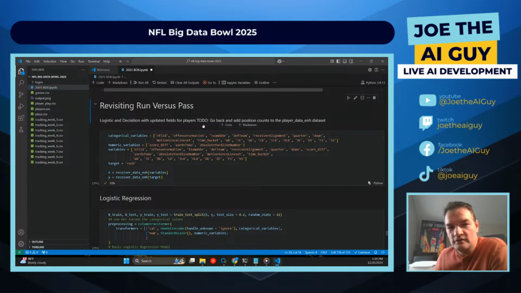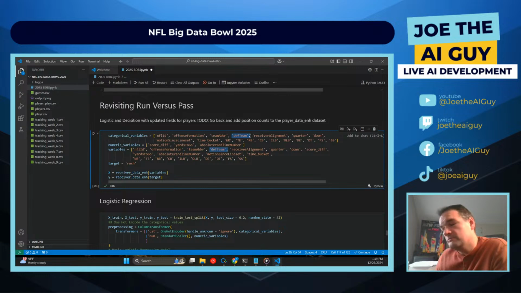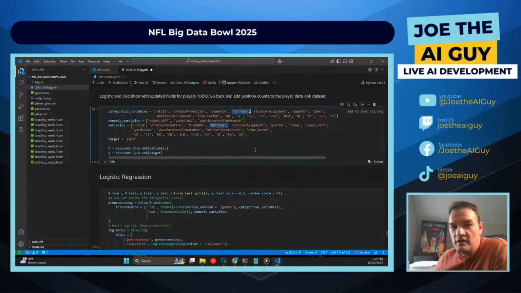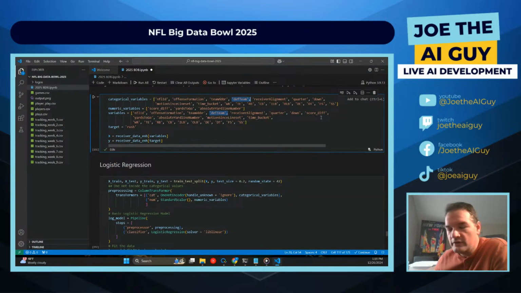What we're going to do is next time we'll come back, we'll finish this up. We'll just revisit the run versus pass, see if adding these player counts will help it, as well as the defending team information, to see if we can get better accuracy there, as we've been at 75%. I would hope that this would help to push it over a little bit towards 80%, if not more.